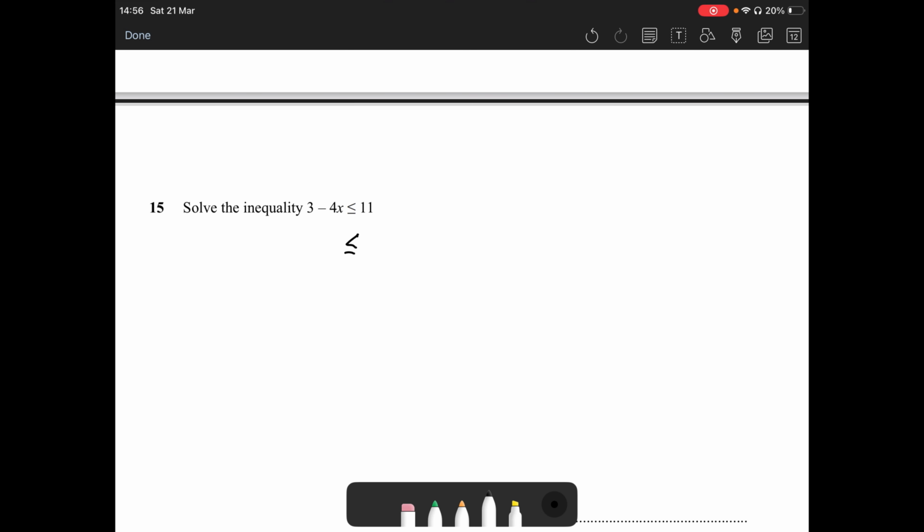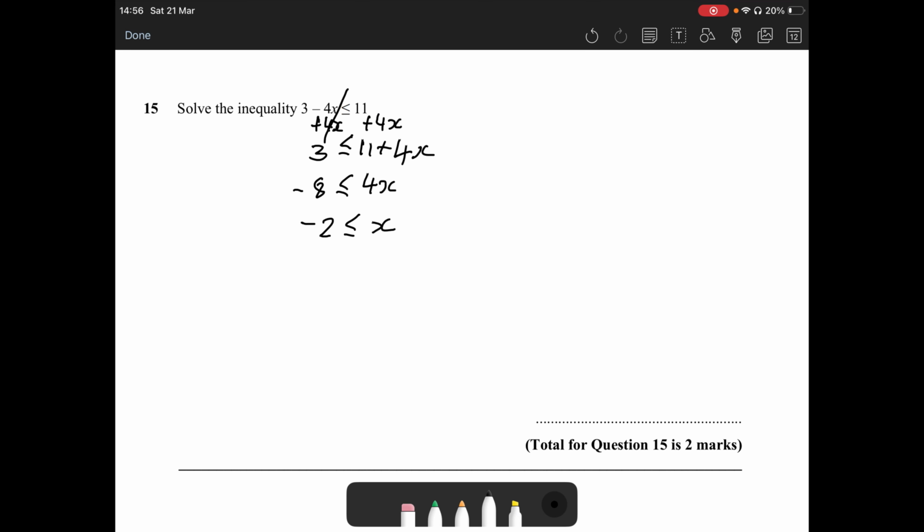Okay, so here's what I'm going to do. I'm going to add 4x to both sides to begin with. So these cancel out. I've got 3 is less than 11 plus 4x. I'm going to subtract 11 from both sides. So this would be minus 8 is less than 4x. And then I'm going to divide by 4, which is a positive number, so I don't have to change the sign. So x is greater than negative 2 is the answer.